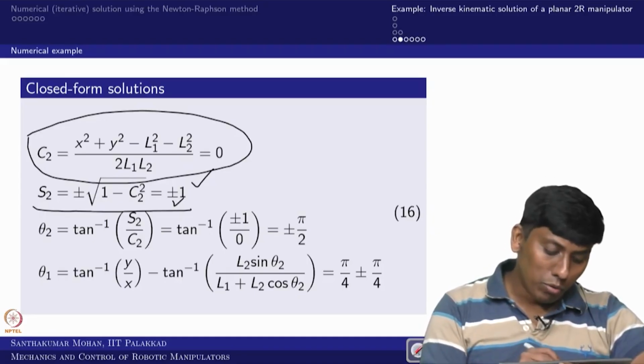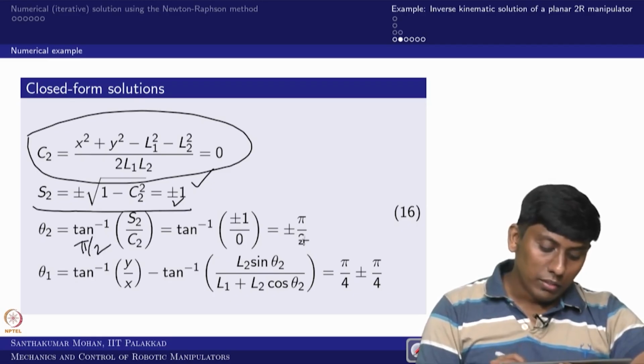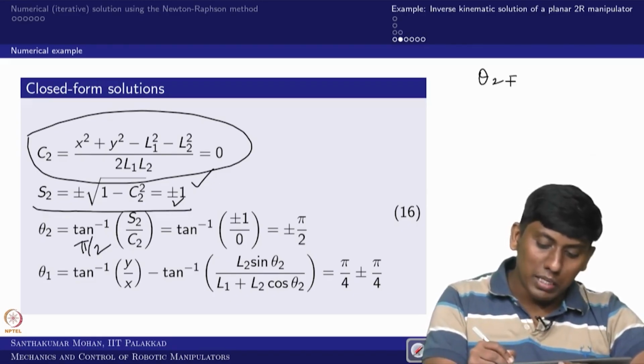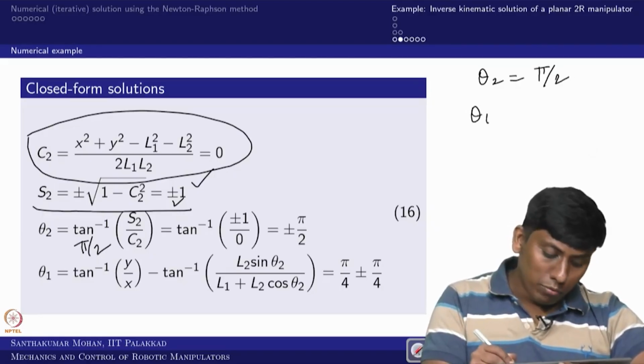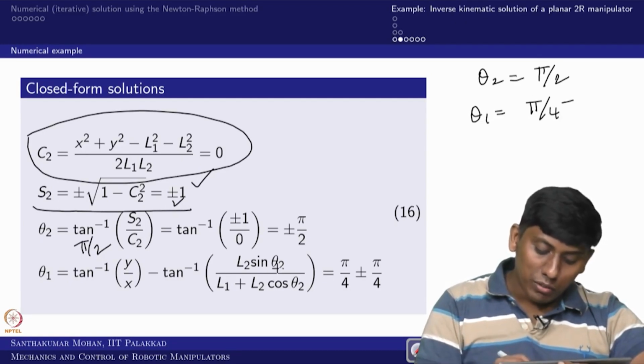If you take plus 1, what happened? This is 1 by 0, so in the sense this is infinity. So this will give pi by 2, okay, right. If you take plus 1, theta 2 would be pi by 2. Then theta 1 would be tan inverse of 1, this is pi by 4, and this becomes, you can say, 90.